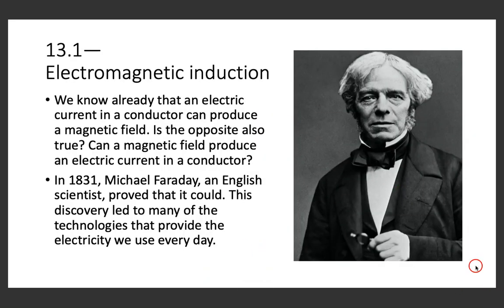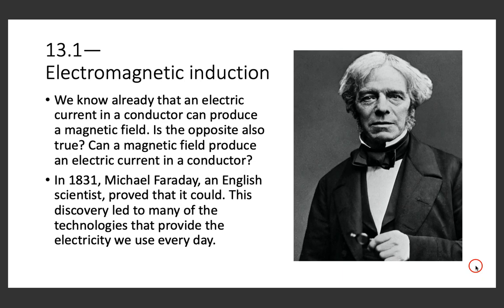All right. So 13.1 is on electromagnetic induction. We know already that an electric current in a conductor can produce a magnetic field. When you have a current flowing through a conductor, we know how to determine the direction the magnetic field is pointing. We have our right-hand rule. We line up our thumb in the direction of the current, and then our fingers curl in the direction of the magnetic field. And so the magnetic field forms closed loops around the conductor, as we've learned.